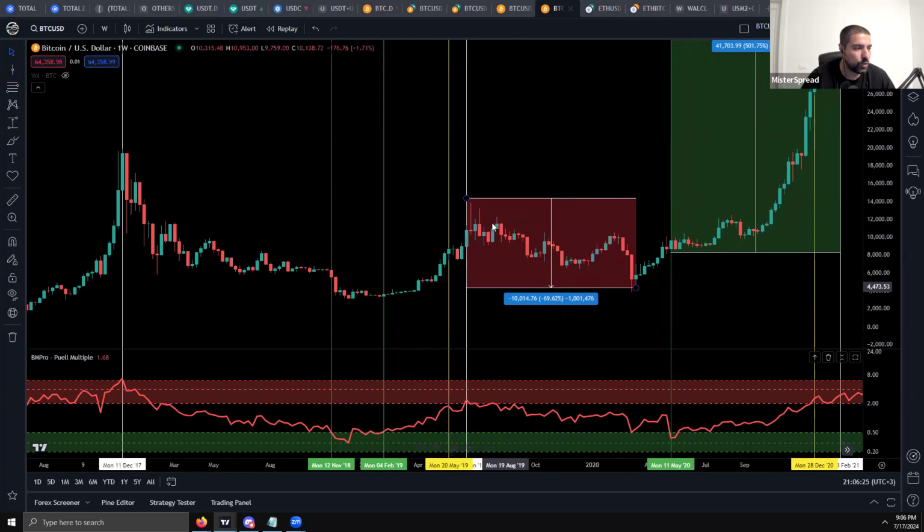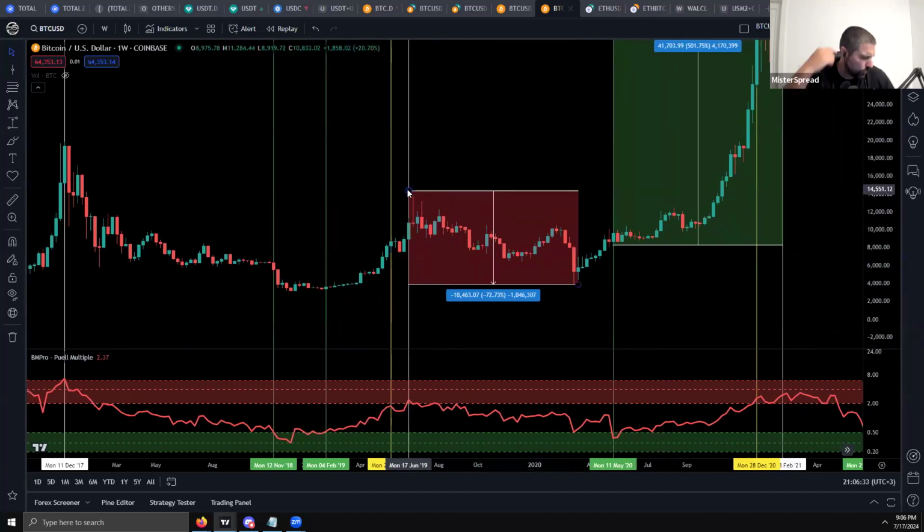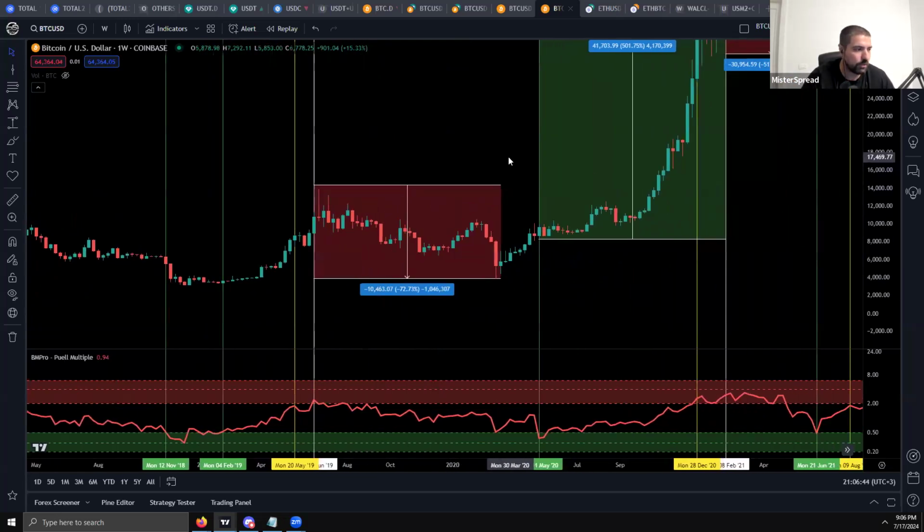So here, for example, it was 2.47, and Bitcoin from that point onwards, look, it dropped around 72%, right? So from June 2019, from 14,500, it dropped all the way to 4,000. This is also the COVID crash, but this indicator was not aware that it's a COVID crash. It was just giving some very good signals.